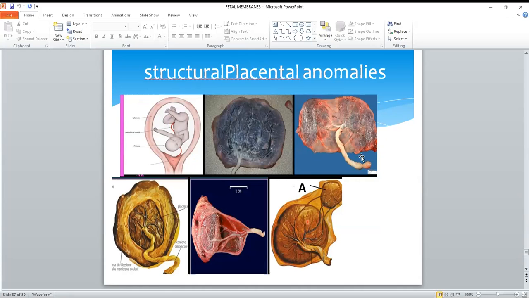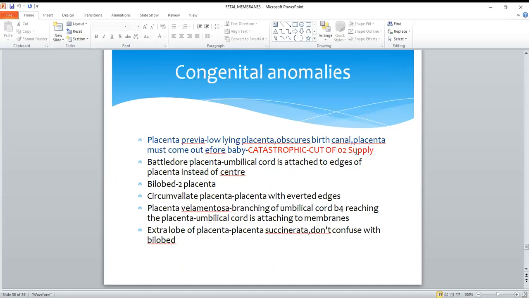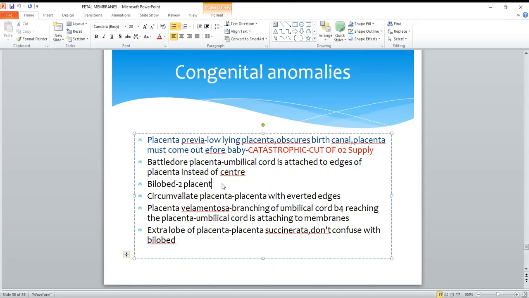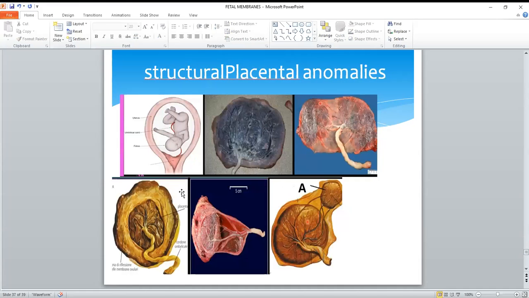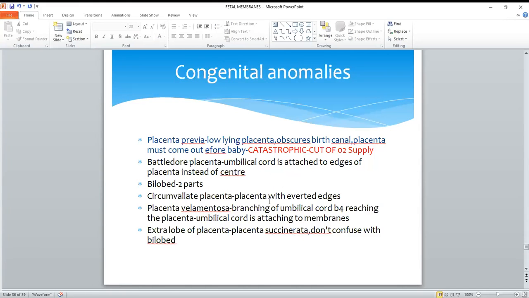Then here this is called a bilobed placenta. Bilobed because there are two lobes, right? So it's not supposed to be called two placentas, but rather two parts. Then you have the circumvallate placenta. The edges look like they've everted, right? So this is the circumvallate placenta, a placenta with everted edges.